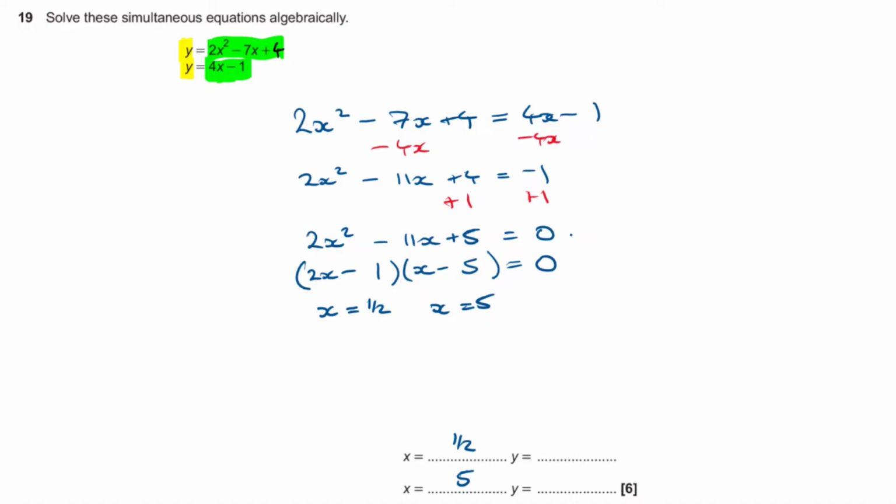So when x is a half, y is going to be 4 lots of a half minus 1. 4 halves are 2, take away 1 is 1. So y is 1 when x is a half. And when x is 5, y is going to be 4 lots of 5 minus 1. 4 5s are 20, take away 1 is 19. So I get a half goes with 1 and 5 goes with 19.